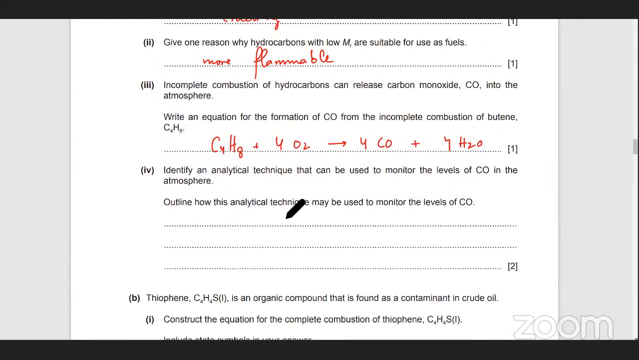Move to the next one. Identify an analytical technique that can be used to monitor the levels of carbon monoxide in the atmosphere. Outline how this analytical technique may be used to monitor the levels of carbon monoxide. So how would you monitor the level of carbon monoxide? Anyone? Okay. There's only one analytical technique that you've actually studied, that's infrared spectroscopy.